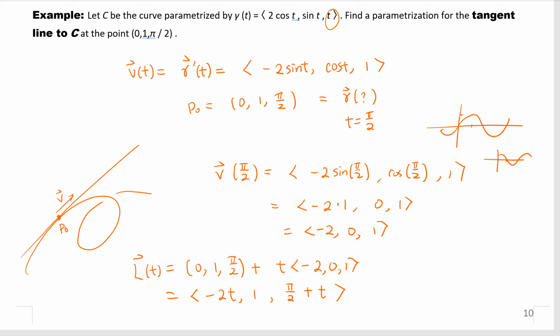So far, so good. And if you want to ask what is t, t is any real number. Or you can say minus infinity less than t less than infinity. Either way works. Okay, let's continue.